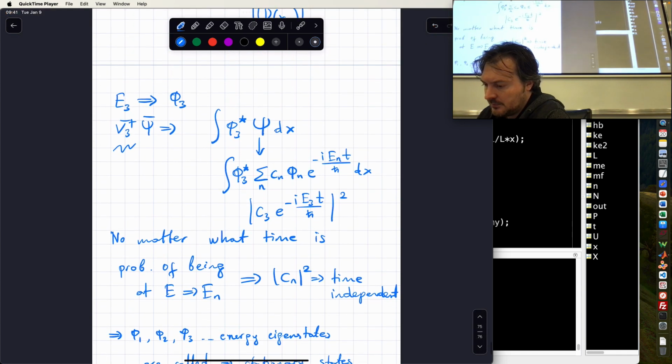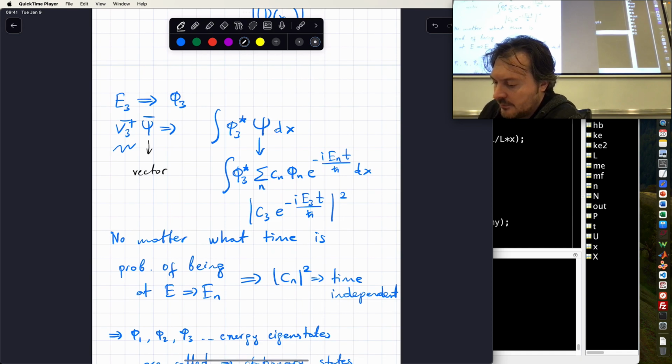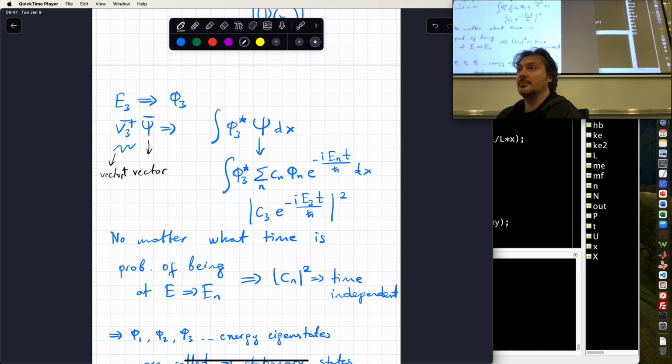That's the V3 dagger to side. Yeah. I'm trying to say that the wave function itself is also a vector. This is also a vector, but with a dagger. Vector dagger times vector gives you a number, right?